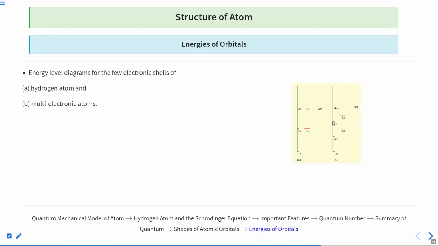So here is the energy diagram for that. If you look here for the hydrogen atom, in this energy plot, first we have 1s, then 2s, 2p, then 3s, 3p, then 3d. But in case of a multi-electron system, you can see that this order is disrupted. So we'll talk about how this order is decided. It is basically the n plus l rule that gives you this order.